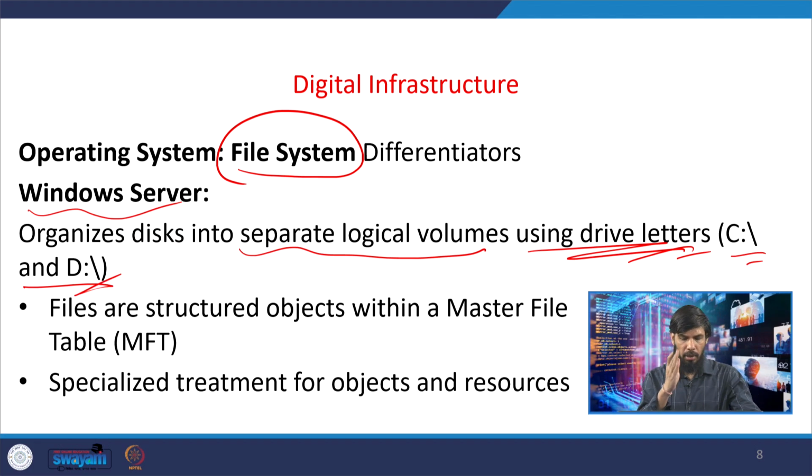So essentially specialization is happening, deciding what goes in C and what goes in D, so that the enterprise or the users can decide. Therefore, in the way the disk is organized, at that point itself, the specialization starts in this case for the file system. So files are structured objects.